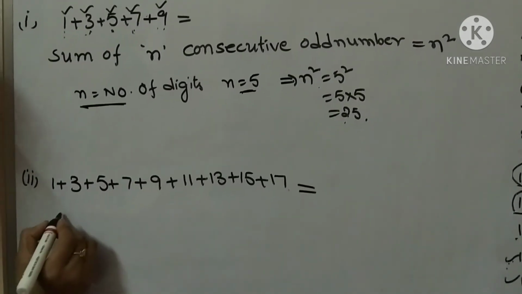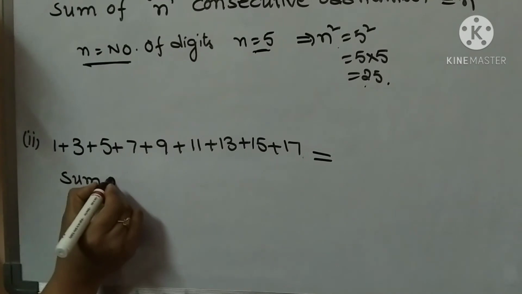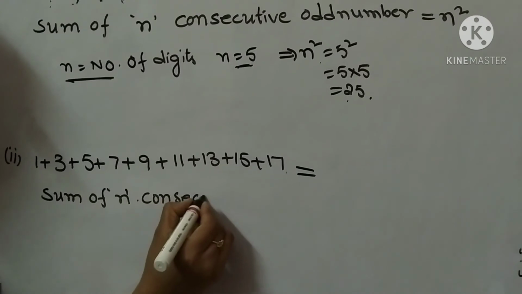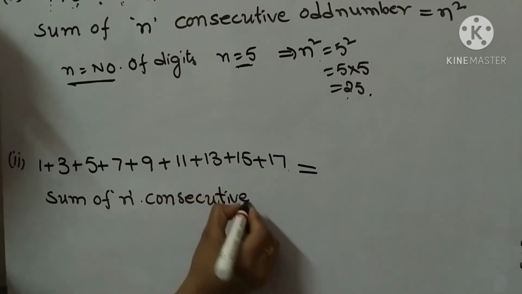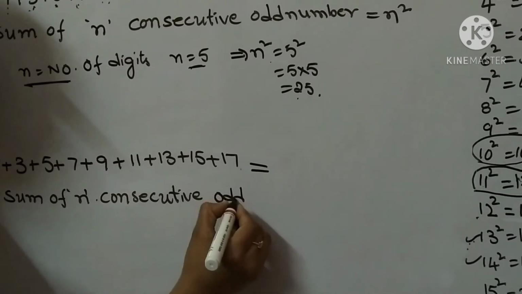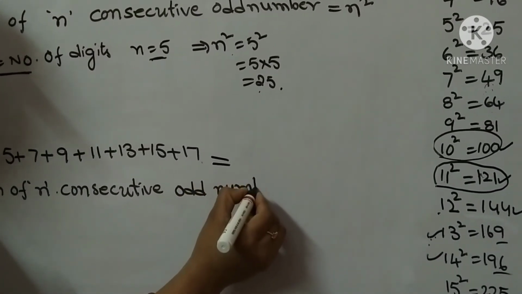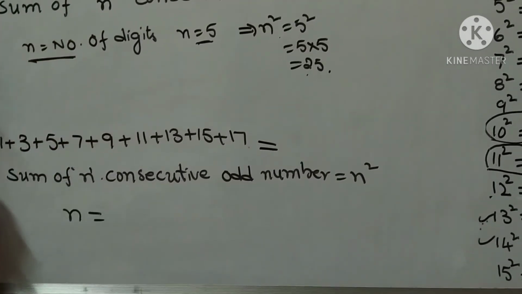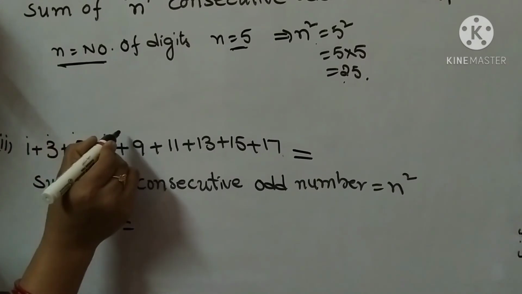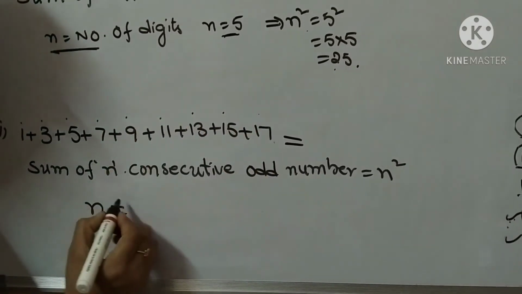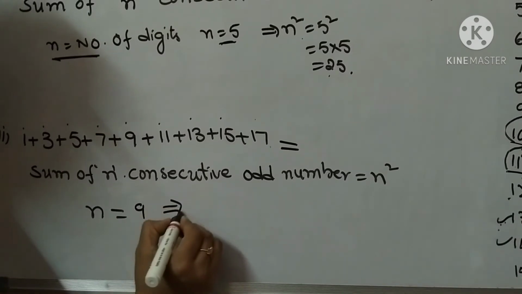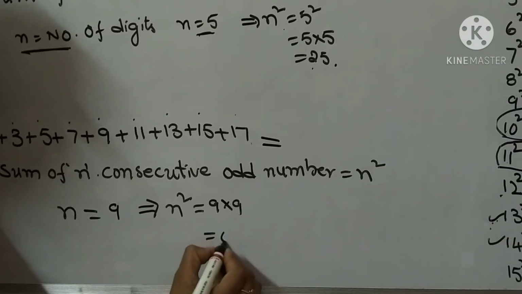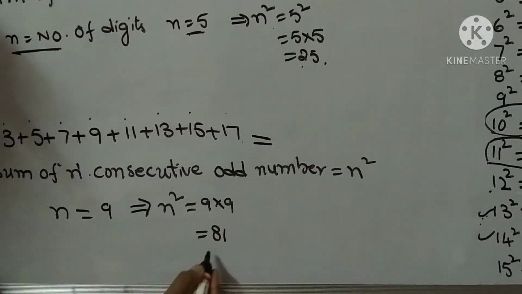Okay children. Next, this one. Sum of n consecutive odd numbers equals n square. Here n equals how many numbers are given? 1, 2, 3, 4, 5, 6, 7, 8, 9 numbers. So n equals 9, such that n square equals 9 into 9. 9 nines are 81.